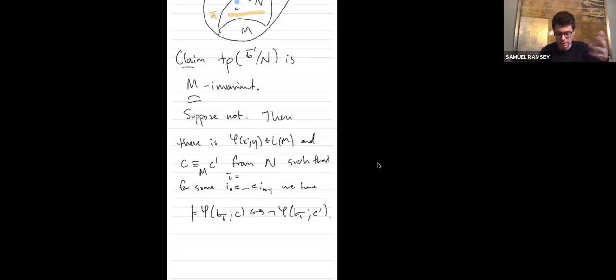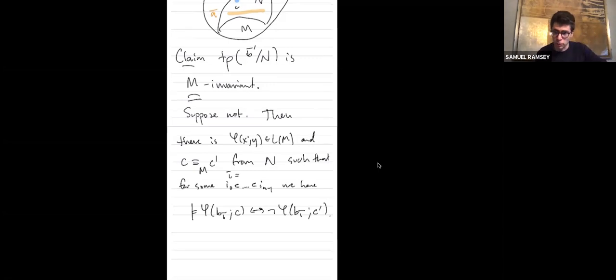So I can find something like this. I can find some finite piece of my indiscernible sequence and two tuples with the same type over M, which disagree about whether phi should go in or not.